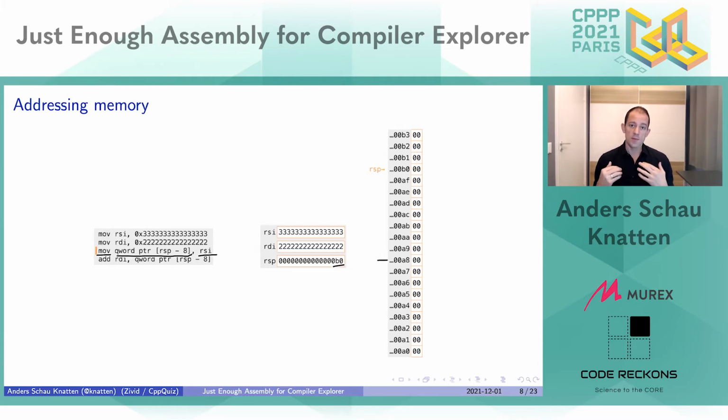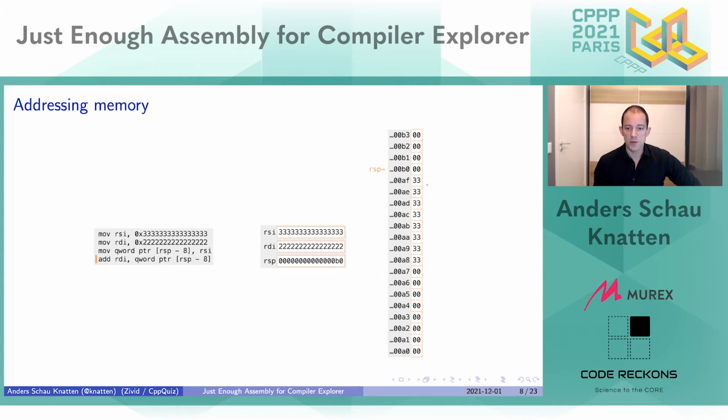What about QWORD? So a byte is 8 bits, and then you have 16 bits, which is a word, and you have a double word, which is 32 bits, and then a quad word, which is 64 bits. So a 64-bit pointer to a 64-bit value will then be a quad word pointer, or a QWORD PTR. So if we do this, RSP - 8 is A8, and then we take the value of RSI and put it onto that address.